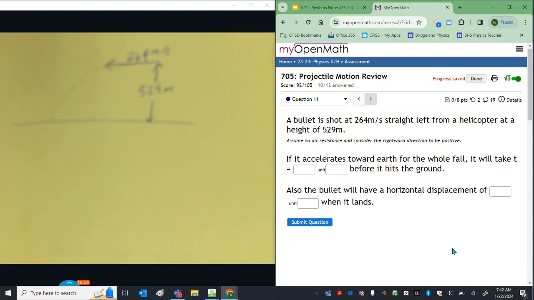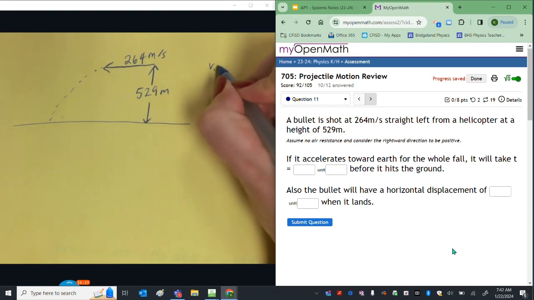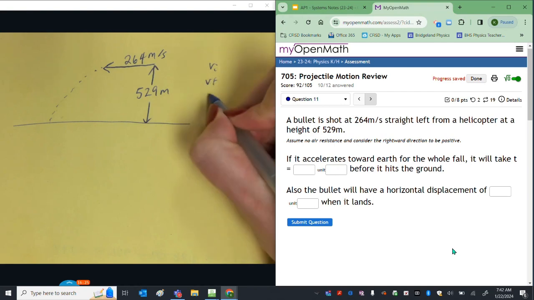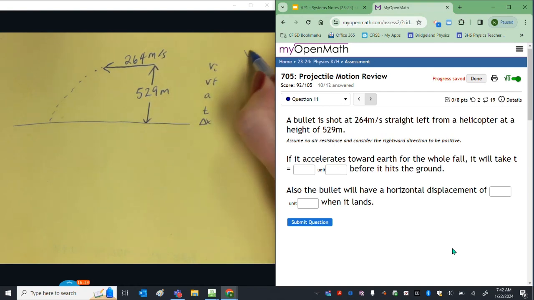Okay. It says if it accelerates toward Earth for the whole fall, it will take t equals however many seconds before it hits the ground. So it just wants us to find the time. And if I want to find the time, again, we can make a table here. We have initial velocity, final velocity, acceleration, time, and displacement. And we want to look at those values in both the x and y directions.